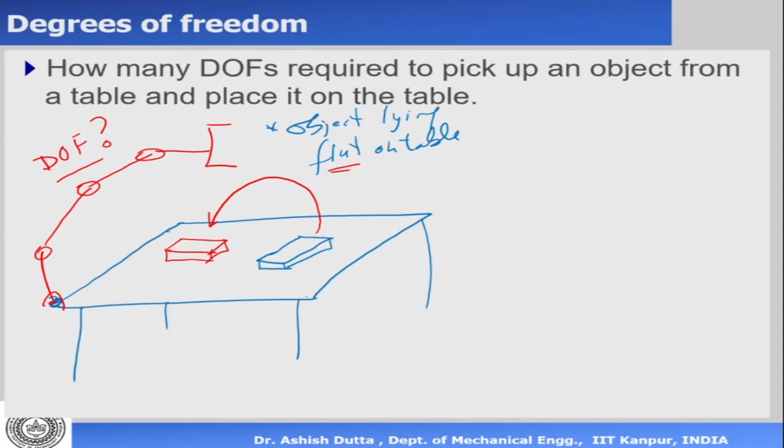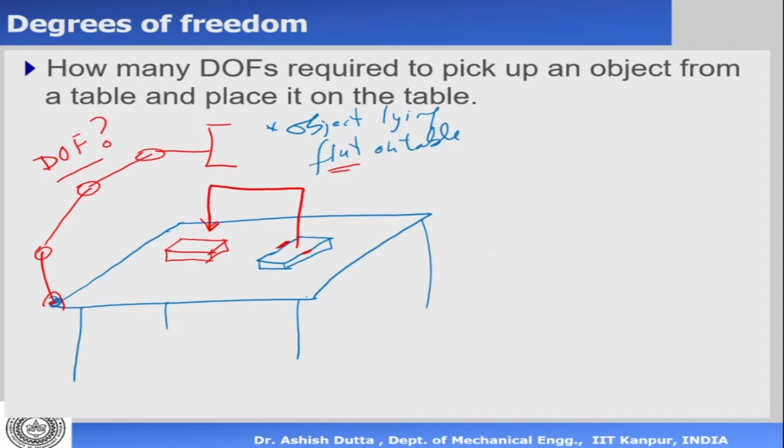I want to pick up the mobile phone by catching it here and here. Pick it up and maybe I will move like this, like this. That is my motion profile. Catch it, go up, go sideways and put it down. How many degrees of freedom are required? How do you answer this question?